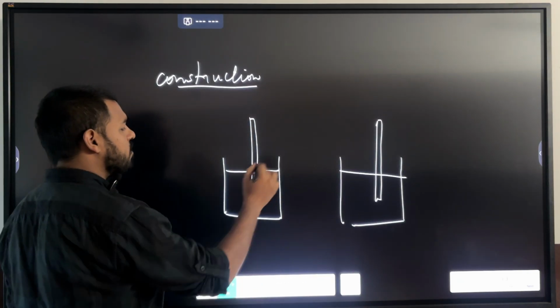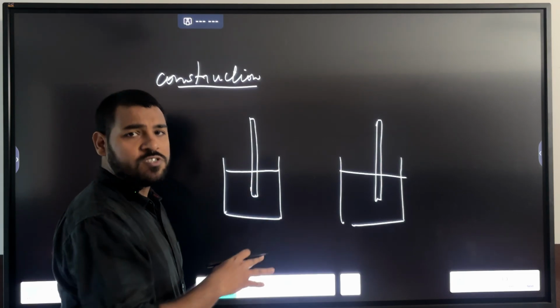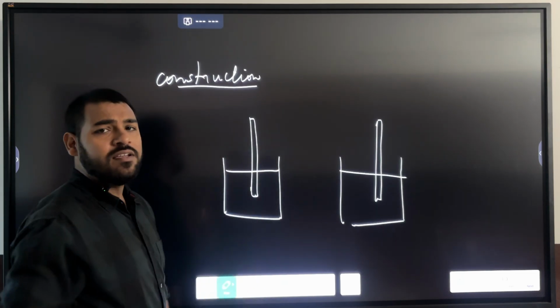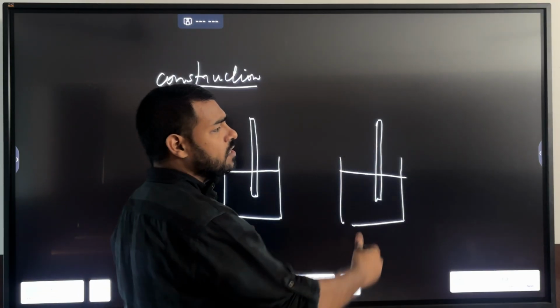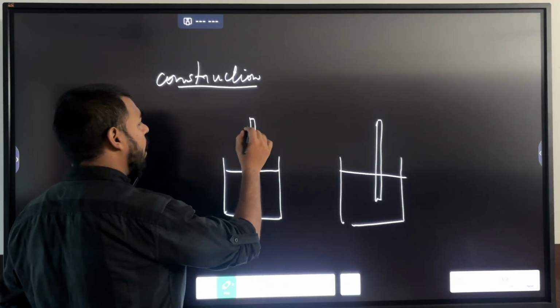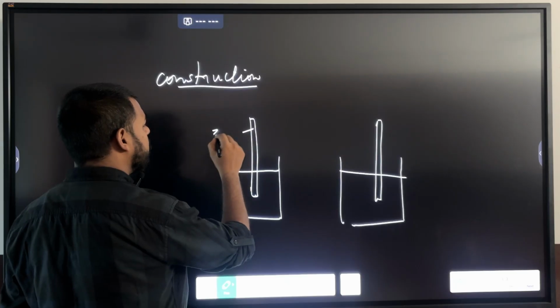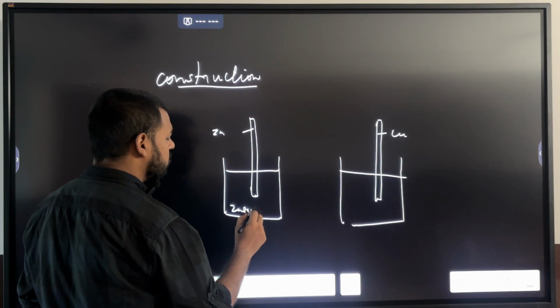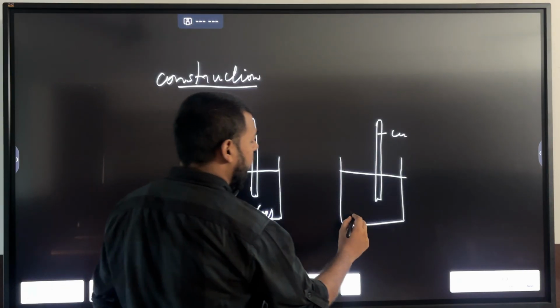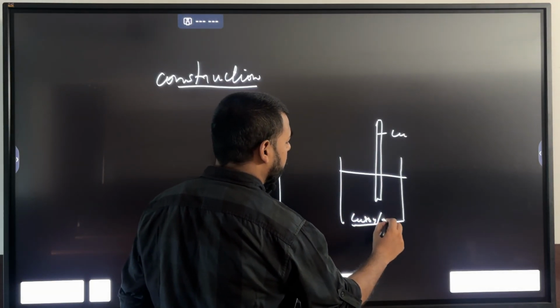These strips are dipped in their own solutions only. Suppose if you have zinc, then dip it in zinc sulfate, and if it is copper, then in copper sulfate. So I have to take two. Suppose this is zinc and this is copper, and we have to take zinc sulfate solution here, and we have to take copper sulfate solution here.